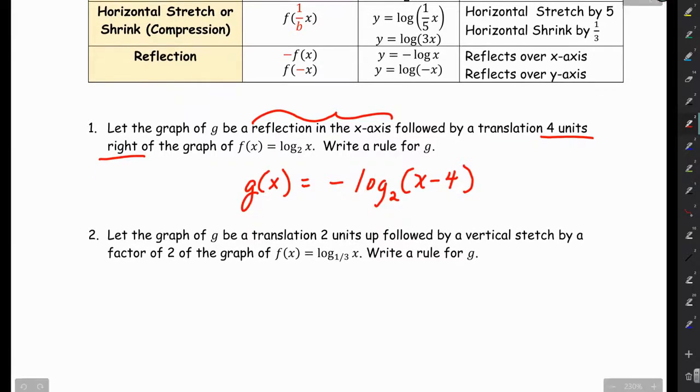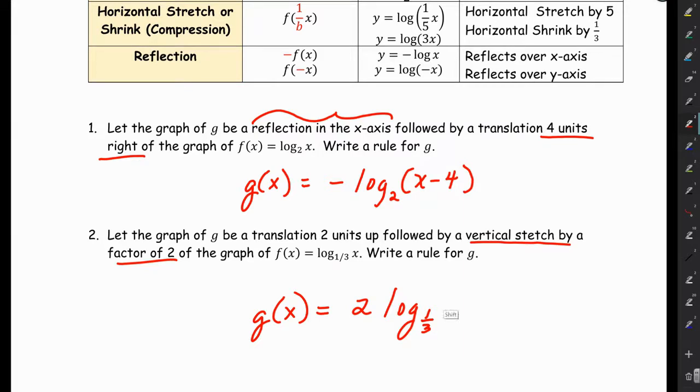Number 2, let the graph of g be a translation 2 units up, followed by a vertical stretch of a factor of 2 for the function log base 1/3 of x. All right, g of x. Now we have a vertical stretch, so that means that the value is going to go out front. It's a stretch by a factor of 2. Our base doesn't change, it's base 1/3. And we're moving the function up 2, so our x is just going to stay by itself. You may want to put parentheses there, you don't have to. But we're going to move the function 2 units up, so plus 2. All right.